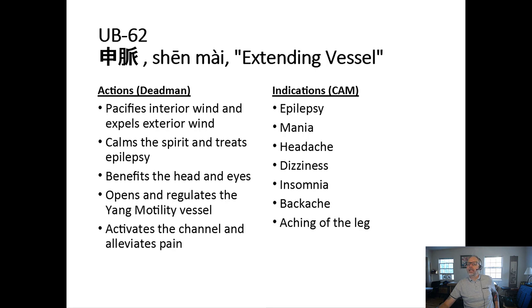Pacifies interior wind and expels exterior wind. Calms the spirit and treats epilepsy. Benefits the head and eyes. Opens and regulates the yang motility vessel, which is one of our 8 extra channels. Activates the channel, alleviates pain. This point I use on everyone that has epilepsy, wind, any of that stuff. This is your go-to point for epilepsy. One of, let me rephrase that, it's one of your go-to points for epilepsy, regardless of the type of epilepsy.